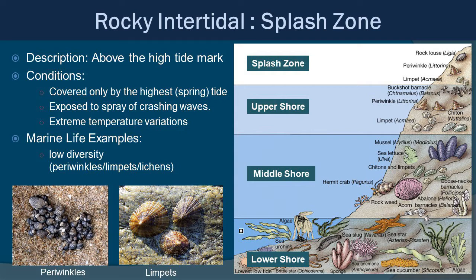Now, the marine life that actually lives here, first of all, the whole zone is relatively low in diversity. But periwinkles, which are the little snails on the bottom left there, are often found here because they have some adaptations to suck onto the rocks, retain moisture, and deal with heat. Limpets are another one that you can sometimes find in this zone. But again, it's relatively low diversity.